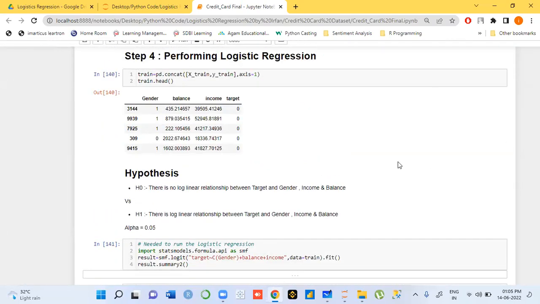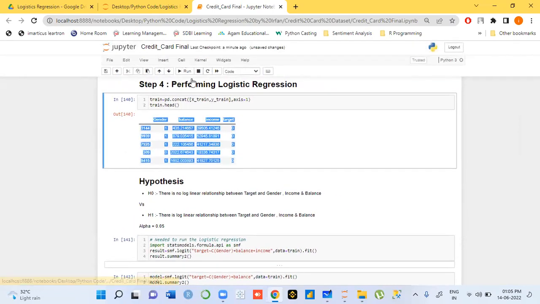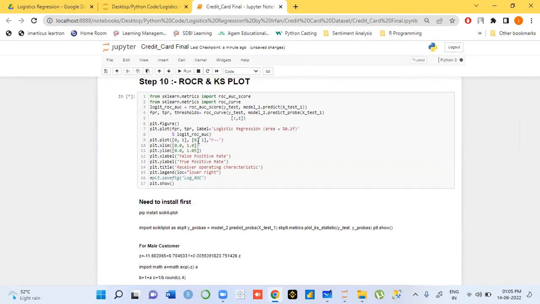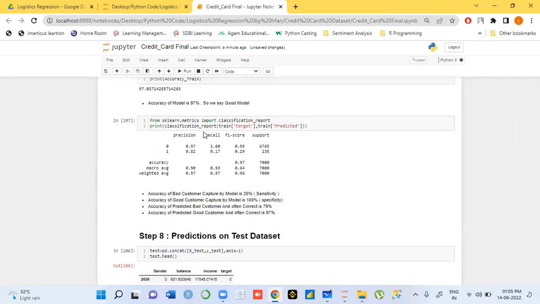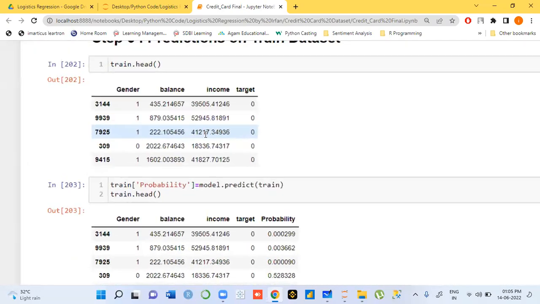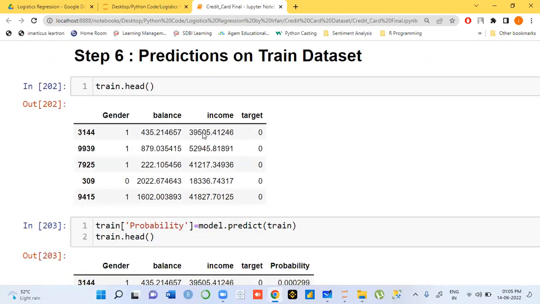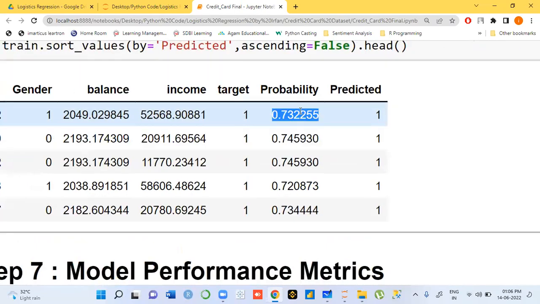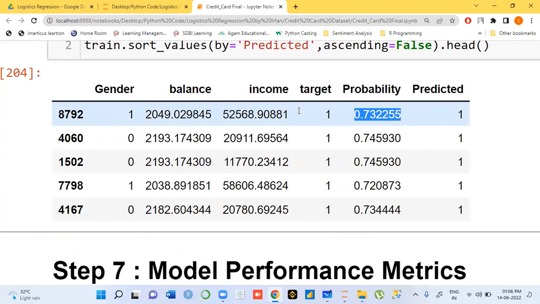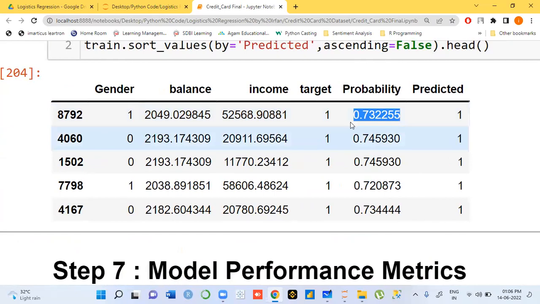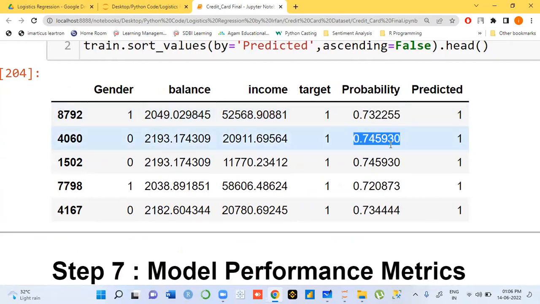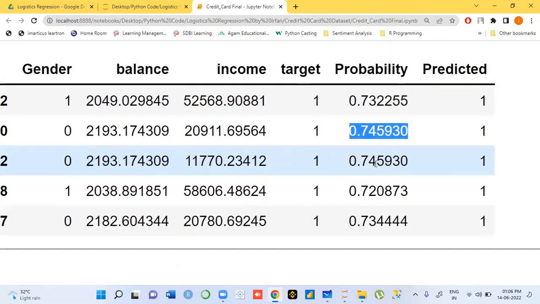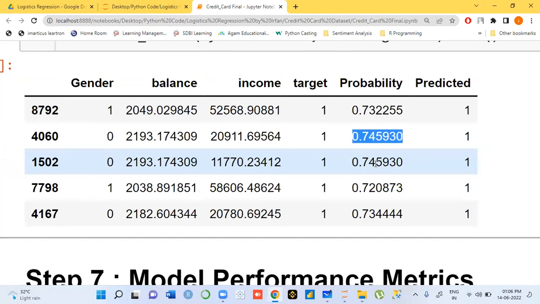Anything above 70 is called a bad cluster. See. How to read this one? Anyone can read for me? Okay, Ragini, can you read for me how to interpret this value? So, 74.5% chance that the customer will not pay the credit card.